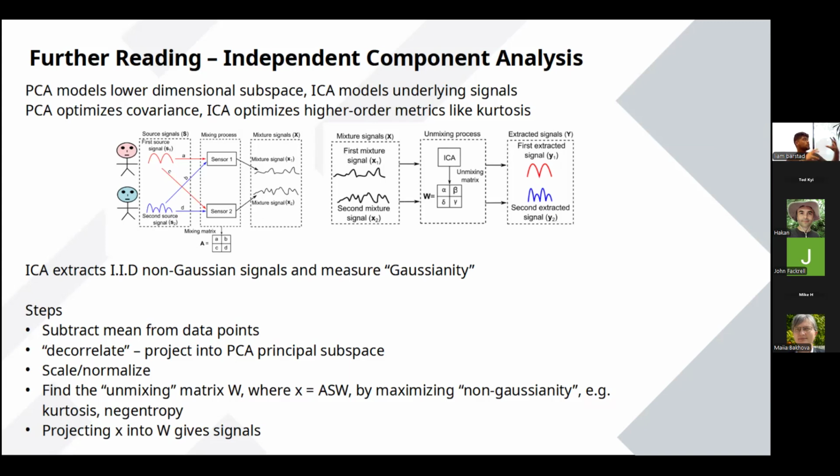So subtract the mean, then decorrelate, which means you project all this stuff into the PCA principal subspace. That's how they decorrelate it. Then scale and normalize, standardize, pretty much. And then you find this unmixing matrix by maximizing that factor in an objective function, same as you did with this. I don't remember if there's an algebraic solution, but I left the link underneath this. Unfortunately, it cut off, or maybe I forgot and I should add it to the chat later. Either way, I think this is one of the really cool alternatives.